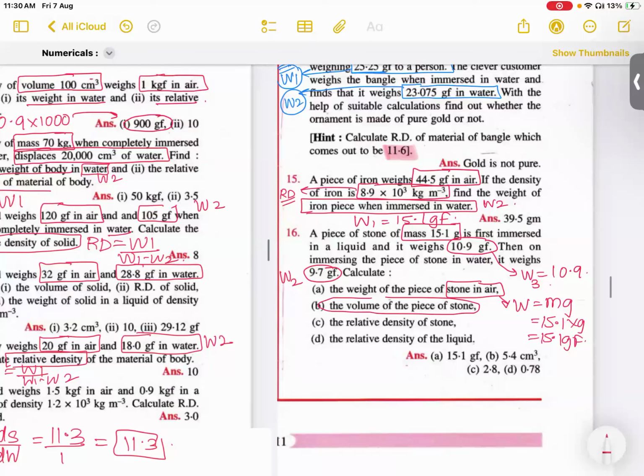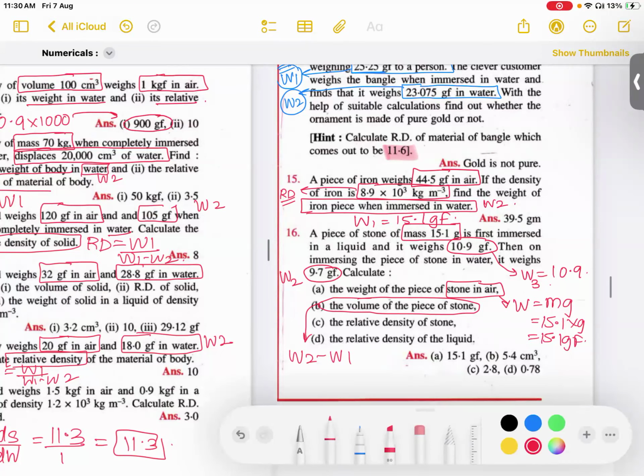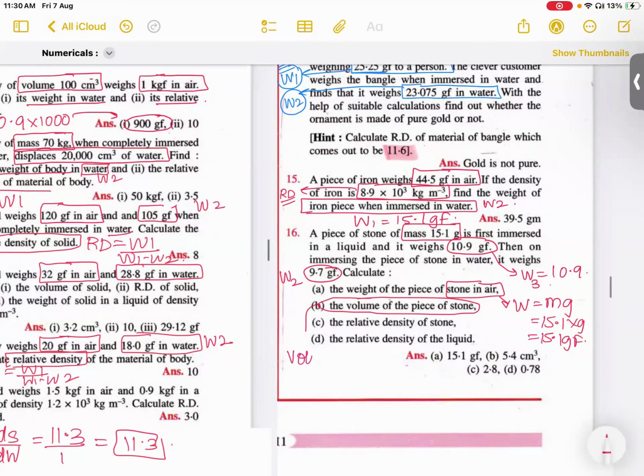If I want to find out the volume of the piece of stone, kids, I will use the formula. It will be W2 minus W1. So W2 is water. Oh, I'm so sorry. Here we will write W1 minus W2, the opposite, because volume will be lesser. So weight in air minus weight in water. Weight in air is 15.1, weight in water is 9.7. I will get my answer as 5.4 centimeter cube.